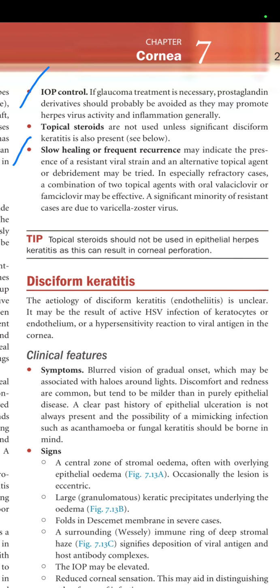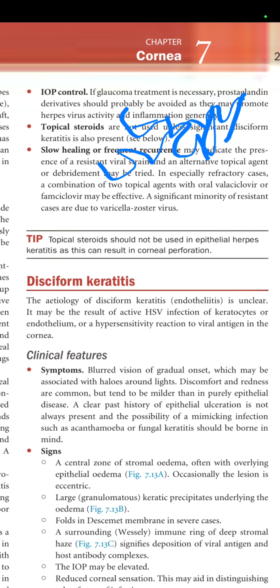Slow healing or frequent recurrence may indicate the presence of a resistant viral strain, and an alternative topical agent or debridement may be tried. In especially refractory cases, a combination of two topical agents with oral valaciclovir or famciclovir may be effective. A significant minority of resistant cases are due to varicella zoster virus. So in a case of very recurrent disease, we can use two antivirals with an oral antiviral. Tip: topical steroid should not be used in epithelial herpes keratitis, as this can result in corneal perforation.